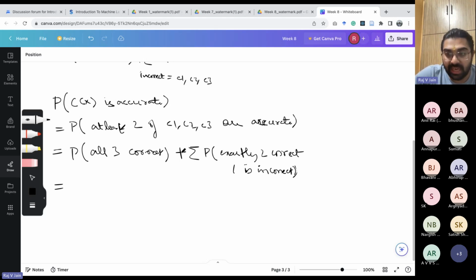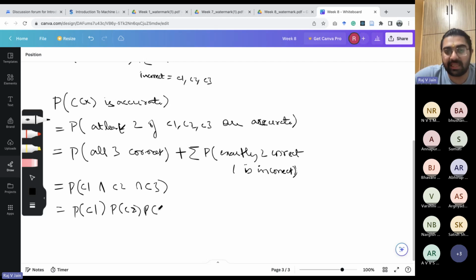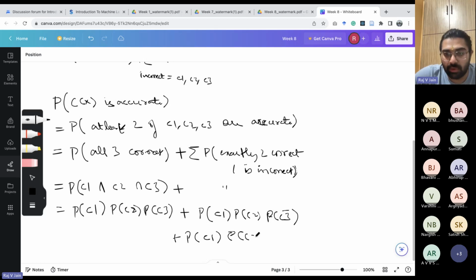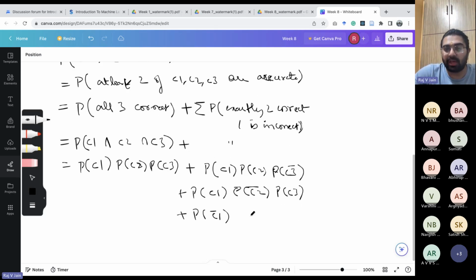So what is the probability that all three are correct? That means the probability that C1 is correct, C2 is correct, and C3 is correct. So it's a multiply event, multiply the three probabilities. Why? Because they're independent, right? So the probability that C1 is accurate times the probability that C2 is accurate times the probability that C3 is accurate. Then plus the probability that C1 is accurate, C2 is accurate, but C3 is not. Plus the probability that C1 is accurate, C2 is not accurate, but C3 is accurate. And then same thing here: C1 is not accurate, C2 is accurate, and C3 is accurate.